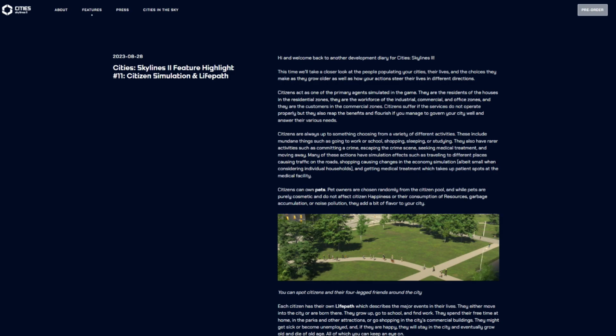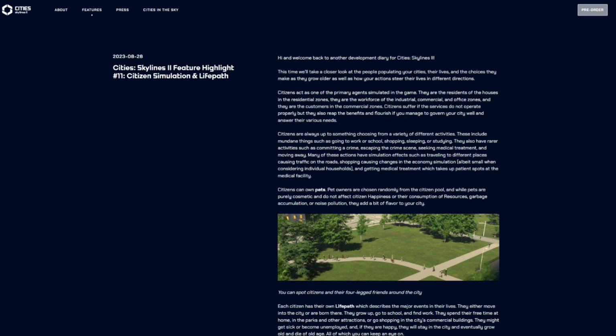Many of these actions have simulation effects such as traveling to different places, causing traffic on the roads, shopping causing changes in the economy simulation, albeit small when considering individual households, and getting medical treatment, which takes up patient spots at the medical facility.